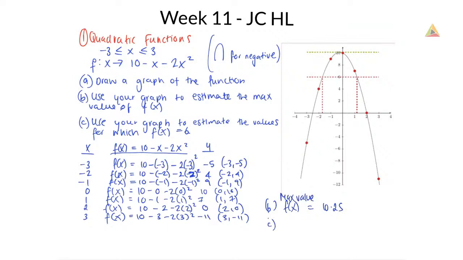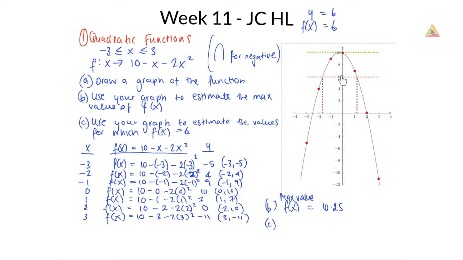Now for part C, you are asked, use your graph to estimate the values for which the f of x equals 6. Another way of writing this is y is equal to 6. So remember the three ways that I showed before that we can use to write a function. Instead of writing the f of x is 6, we write y is 6. We'll go to the y-axis, find where 6 is on the y-axis, which is here, and we're going to come across and see where it hits your curve.